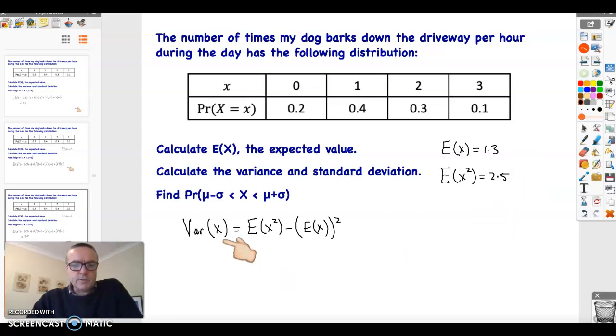And so our variance is given by this formula. The expected value of x squared minus the mean squared. So in this particular case, that's 2.5 minus the square of 1.3. That's going to give us the variance, and our variance is exactly 0.81.